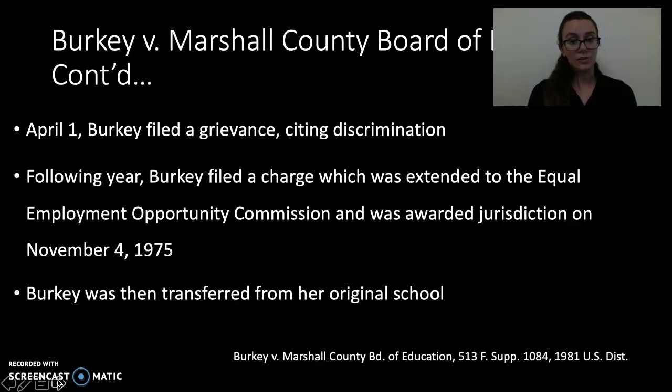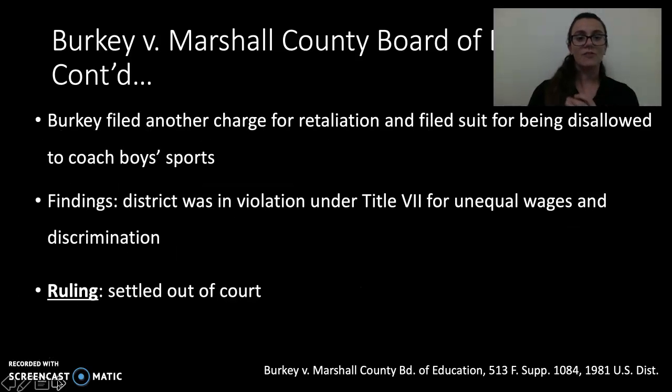And the following year, she filed a charge, which was extended to the Equal Employment Opportunity Commission and was later awarded jurisdiction on that. Unfortunately, following the award of jurisdiction, Berkey was then transferred from her original school to another school. So following the transfer, she went ahead and filed another charge for retaliation, in addition to filing suit for not being allowed to coach boys' sports. The finding in this court case was that the County Board of Education was in fact in violation of Title VII for unequal wages and discrimination, and the ruling was actually settled out of court in this instance, but back pay was included.